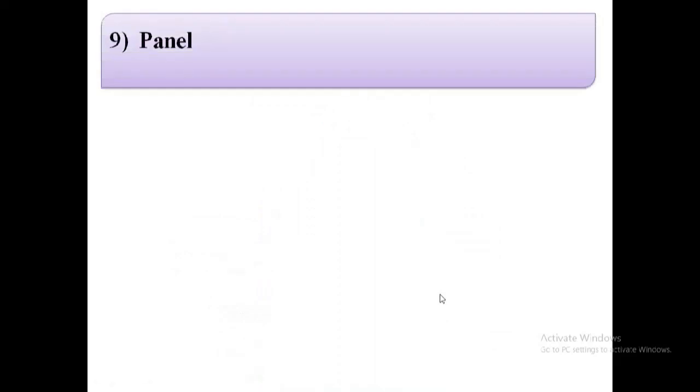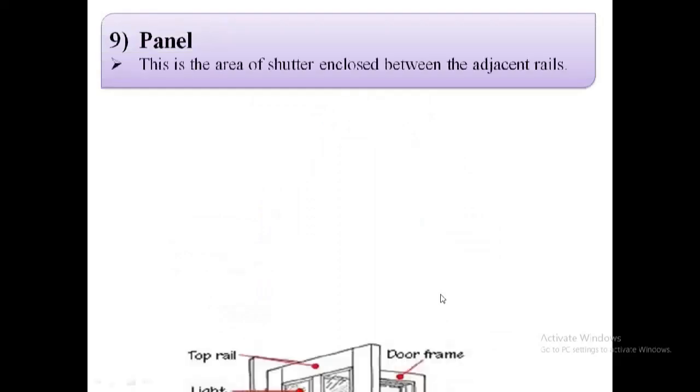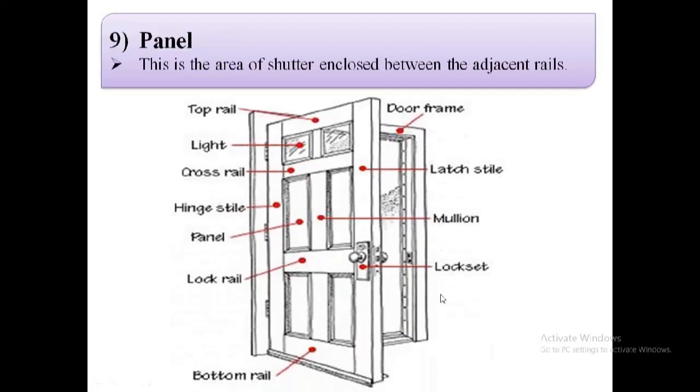The ninth technical term is panel. A panel is the area of the shutter enclosed between adjacent rails. Here you can see this is a panel, this is also one panel, this is also one panel. A panel is the area of this shutter which is enclosed between adjacent rails, like these cross rails and lock rails.